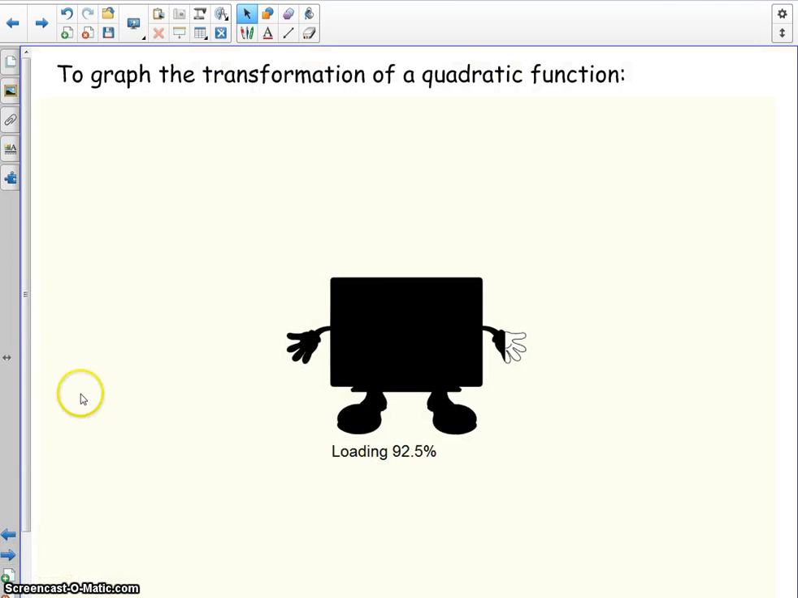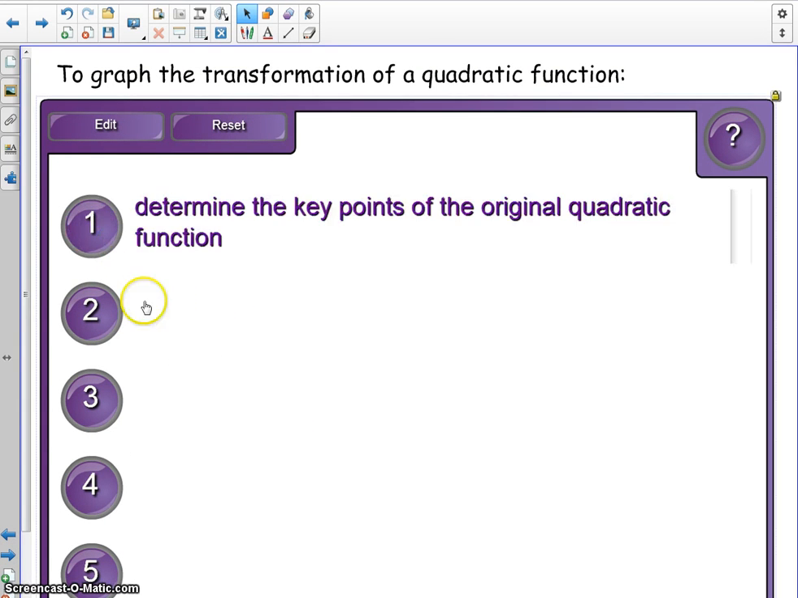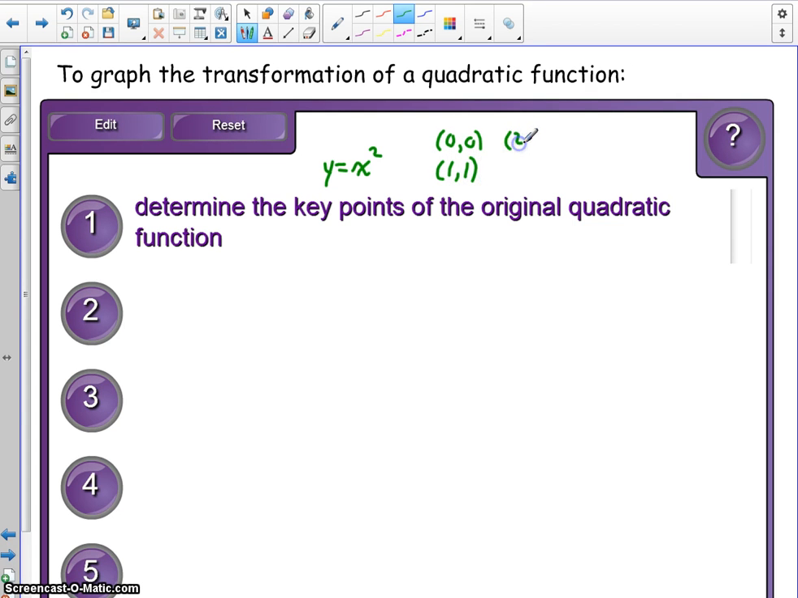Okay, so in general, the whole idea here was to be able to make graphs of quadratic functions. The steps you want to do if you ever want to graph a transformation: first, take key points from the original quadratic. Almost always our original quadratic will be y equals x squared. So think about some key points that are going to be on there. 0, 0 is obviously one. You can fill in a table of values and get a whole bunch of others. You can get 1, 1, 2, 4, 3, 9.